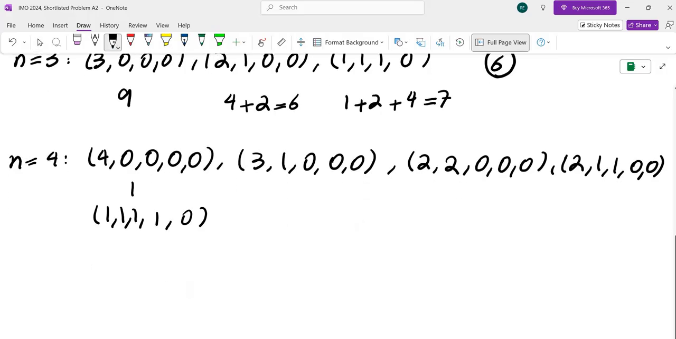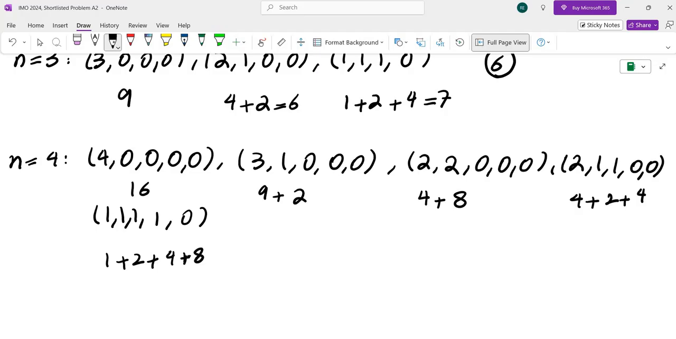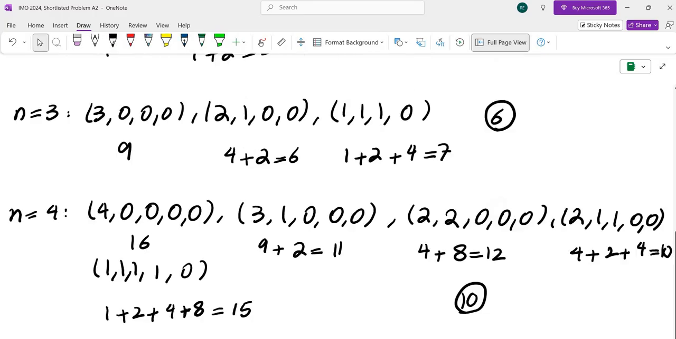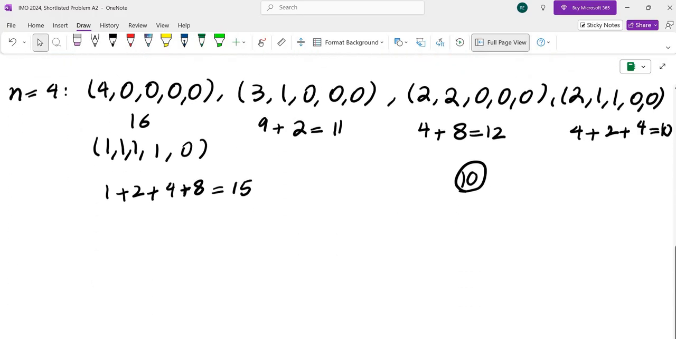So I can write this down. This would be 16. This would be 9 plus 2. This would be 4 plus 8. This would be 4 plus 2 plus 4. And this would be 1 plus 2 plus 4 plus 8. So I can evaluate these. This is 11. This is 12. This is 10. And this is 15. So the minimum is in fact 10. So the numbers are 1, 3, 6, and 10.